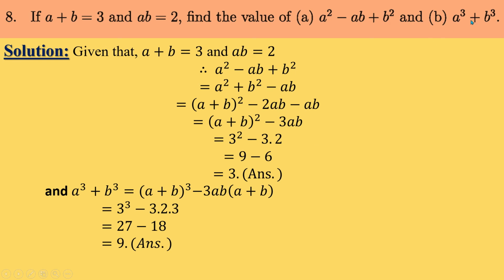And we have to find the value of a cube plus b cube. Okay, a cube plus b cube, this equal to, we can write a plus b whole cube minus 3ab into a plus b. This is the corollary. Now putting the value of a plus b equal to 3. So 3 cube minus 3 into 2 into 3. This equal to 27 minus 18. This equal to 9. This is another answer. Clear? Okay.